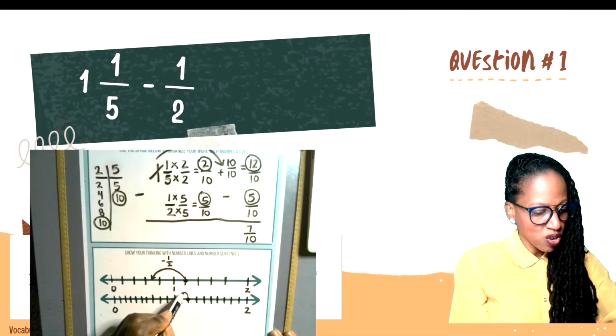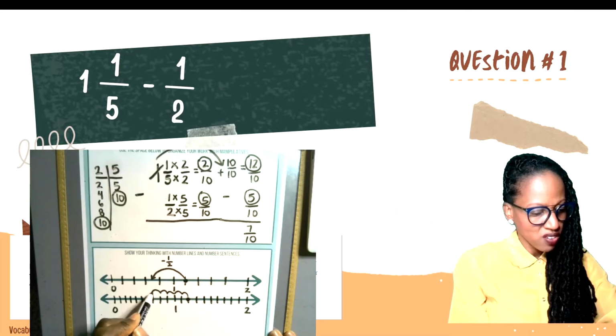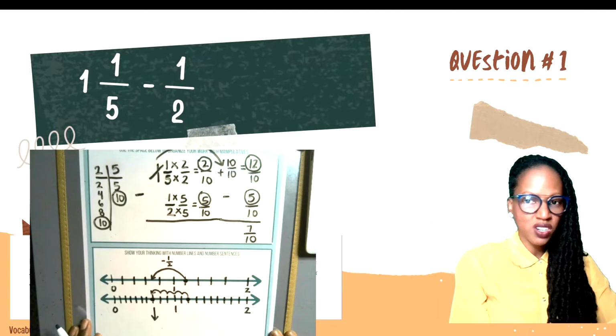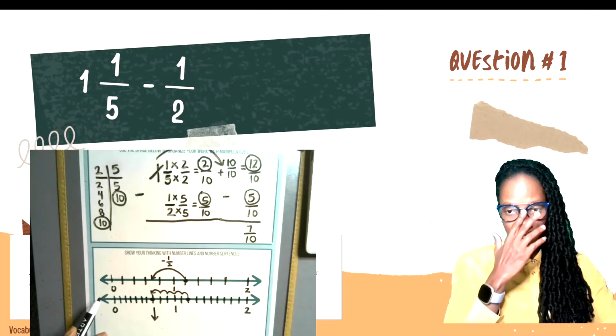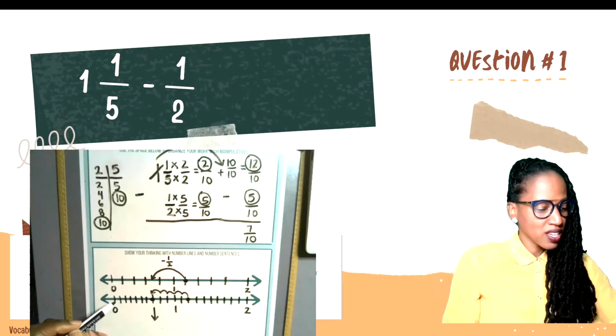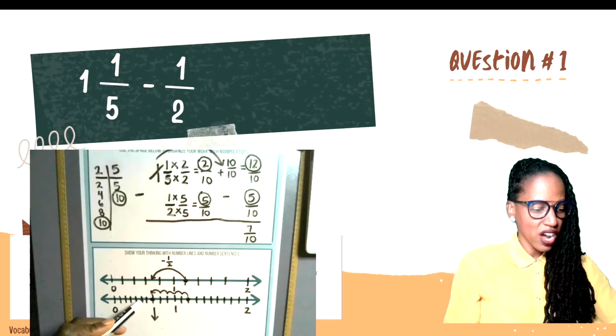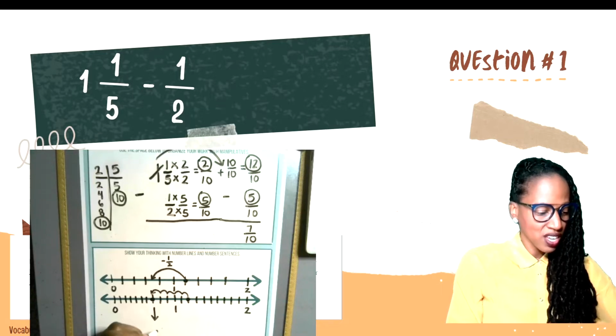That's 1/10, 2/10, 3/10, 4/10, 5/10. I will stop right here and I'm gonna put a dot there. And so when I want to figure out what that number is on a number line, I again start from 0. Now I'm counting forward. So 0, 1/10, 2/10, 3/10, 4/10, 5/10, 6/10, 7/10.